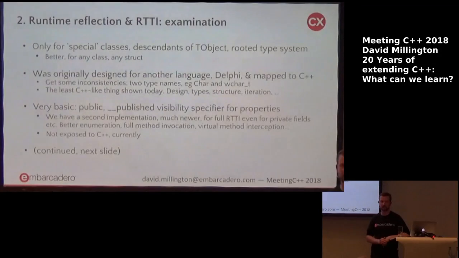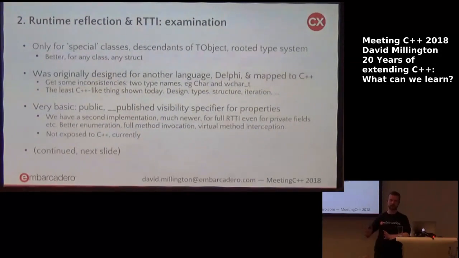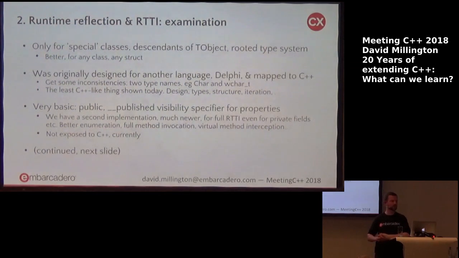So for properties, for example, we have a special visibility specifier called published. And only published properties are the ones that are actually accessible. Now, we've already solved a whole bunch of these things and extended RTTI much further than what I showed you today. So we have a second revision of RTTI. And it gives full RTTI about everything in a class. So properties, for example, even private ones. Method invocation is much better supported. You can intercept virtual methods. You can do all sorts of things like that. Now, for us, that is not yet exposed to C++. And we do plan to do that, but we haven't implemented that yet.